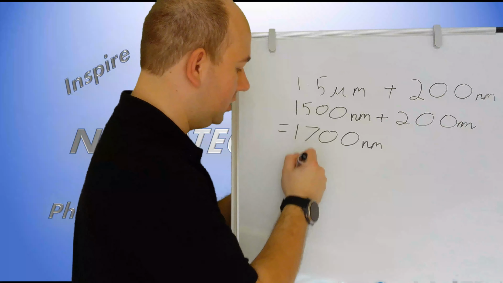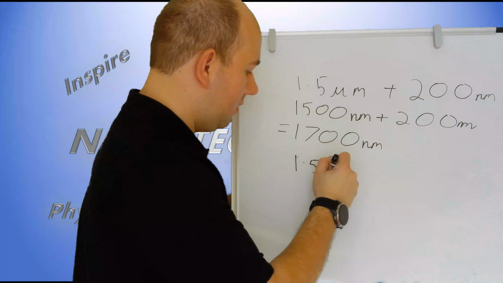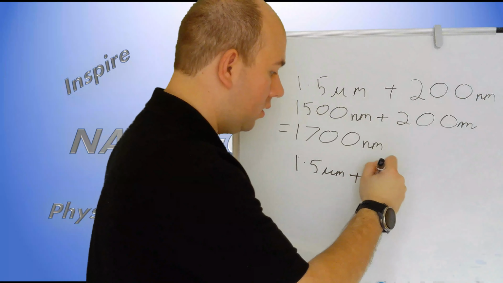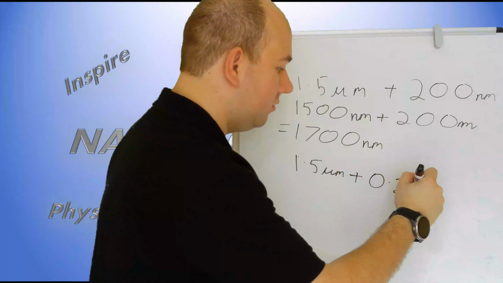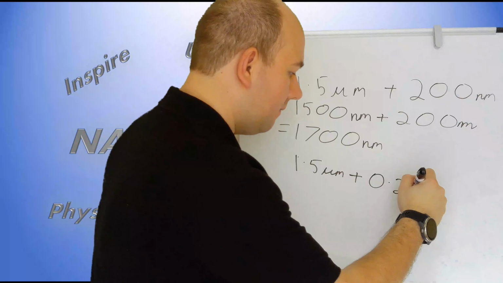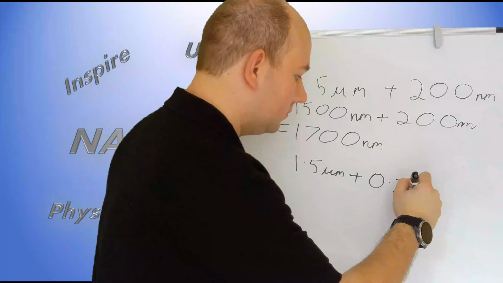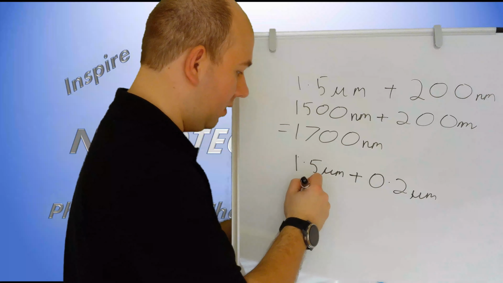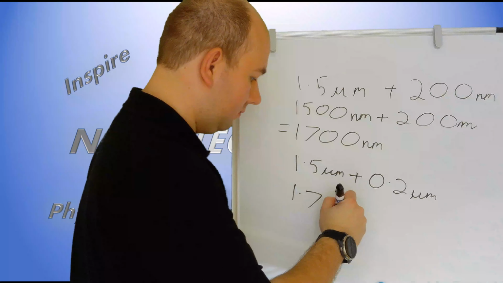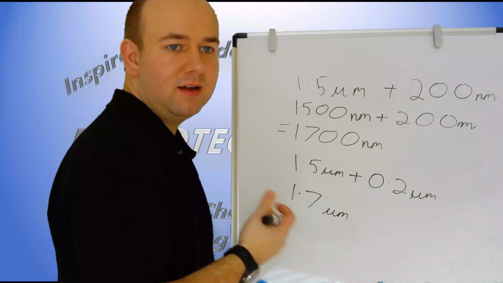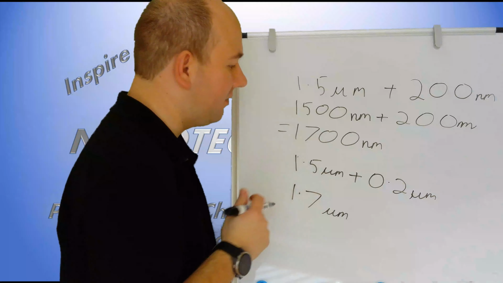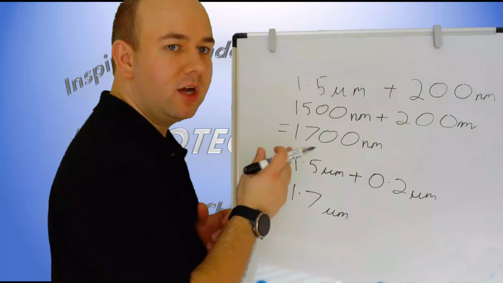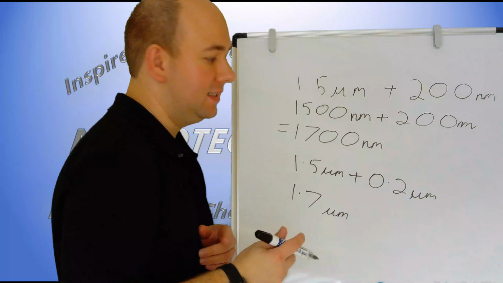Similarly, we could have solved this by converting it all to microns, in which case we could have also said that this was equal to 1.5 microns plus 0.2 microns, and then we can add those together to become 1.7 microns. So we are just converting units, and we can do that with some of the maths we've done in the previous videos. However, what we can also do is write this in terms of meters.